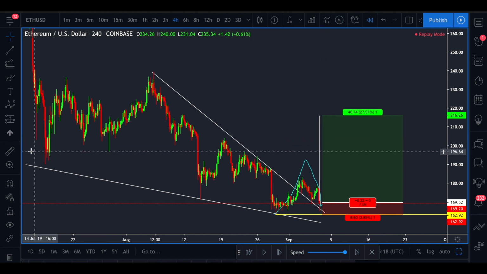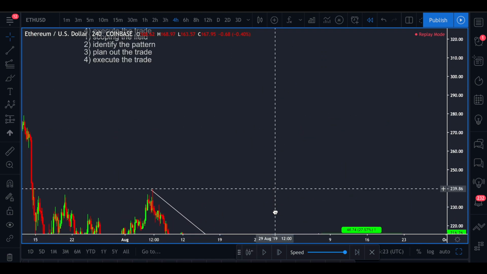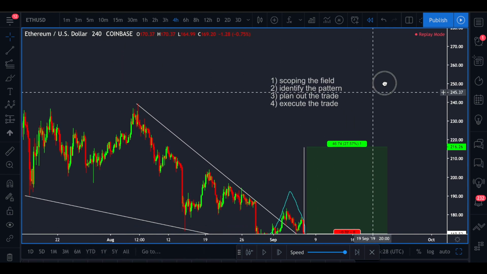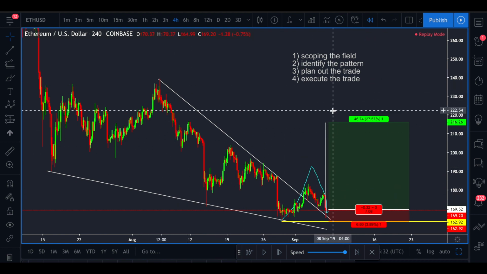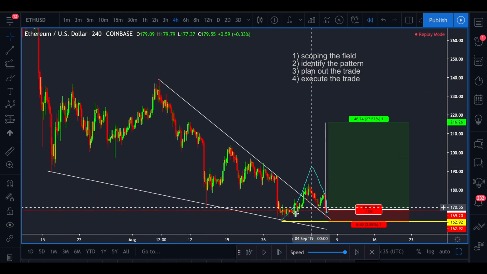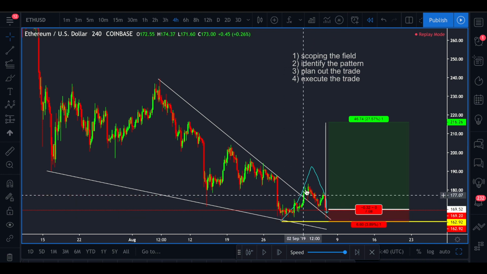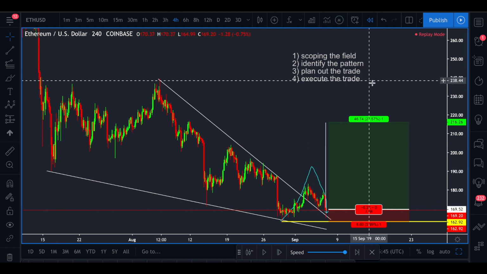And now what we've done, let's go ahead and look over here. We've scoped the field. We've identified the pattern. We planned out the trade. Here's the plan right here. We wanted to enter on the break, the retest. So we planned it out. Once we see this last touch, we already have the idea. Okay, let's let it break out. When it comes back down, we'll grab it.